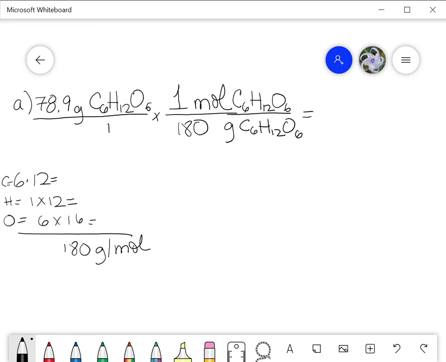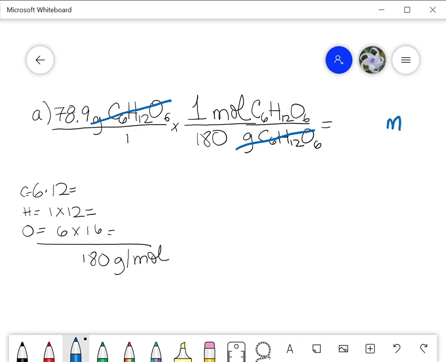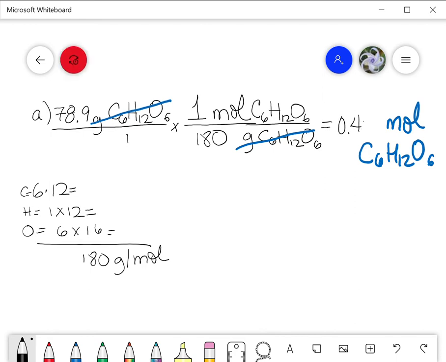So for this calculation, I can see that my grams of glucose have canceled out, and I'm left with moles of glucose. So when I do that calculation, I should get 0.438. So this is the one that goes into the blank when it says go from grams to moles.